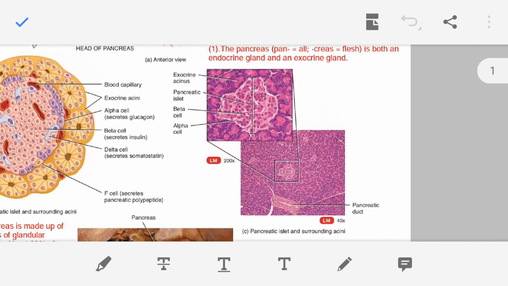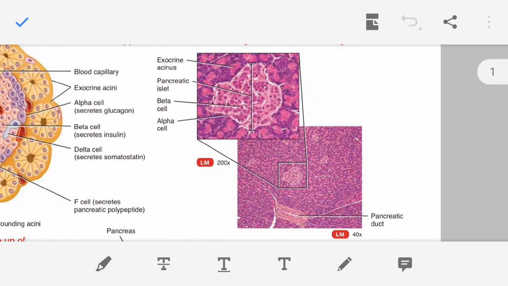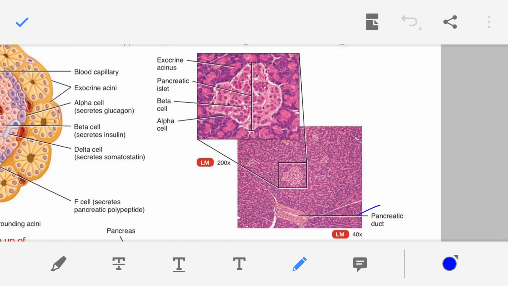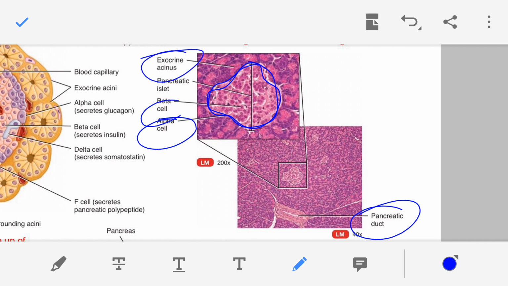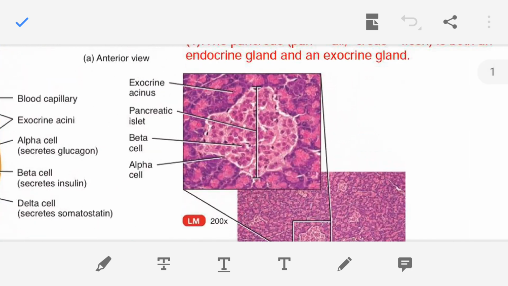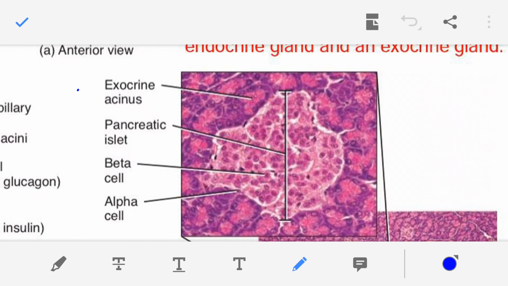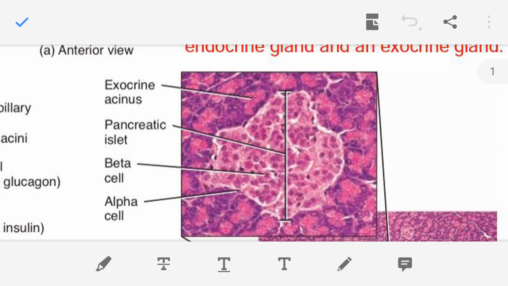Now here on the right hand side a histological slide is shown. In that you can see the pancreatic duct. Then this is the islet of Langerhans, this one. And here alpha cell, beta cell are shown, and this is the exocrine acinus. So this exocrine acinus secretes the pancreatic juice.